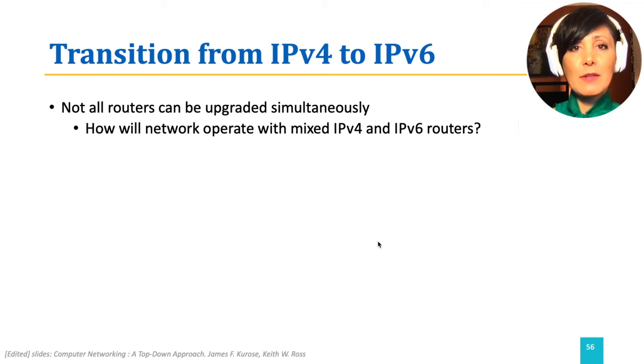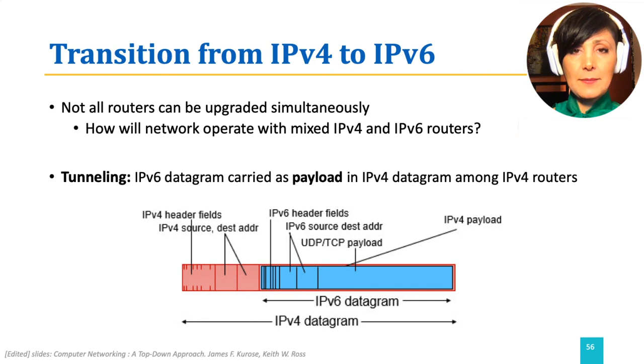This is achieved using tunneling. In tunneling, an IPv6 datagram is carried as payload in the IPv4 datagram, while passing the routers that are only capable of IP version 4 processing.